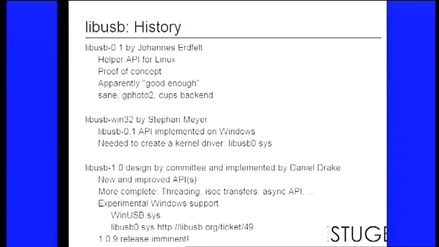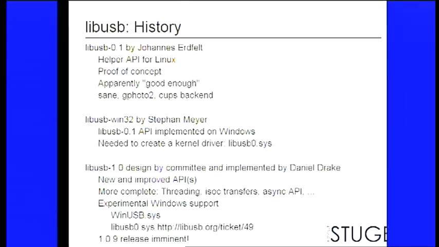This is a massive slide, but it's important because it's really easy to get confused by the couple of different libusb versions out there. The original libusb was version 0.1, started by Johannes Erdfeld long, long ago, and it was just a helper API on top of the Linux API, the Linux user space API that the kernel already offered. Libusb 0.1 was just a proof of concept, really, to test if this was a useful library. And apparently it was good enough because it got used quite widely.